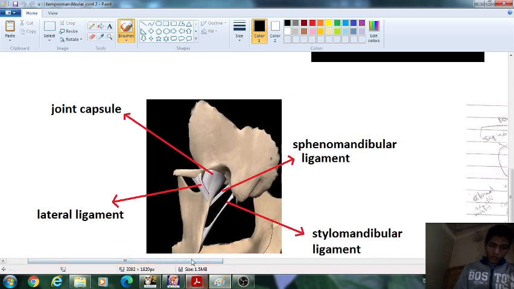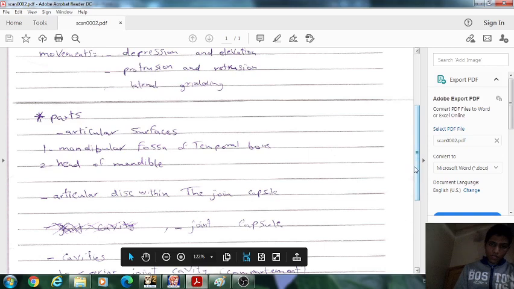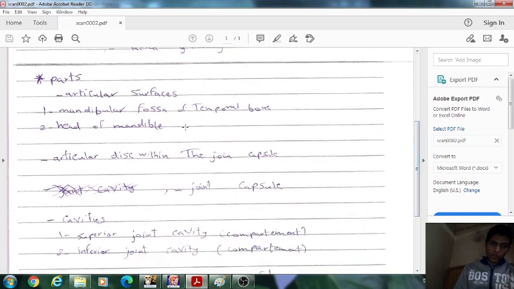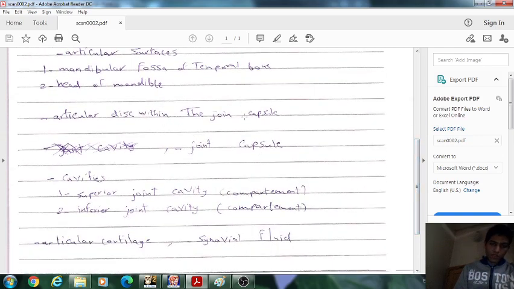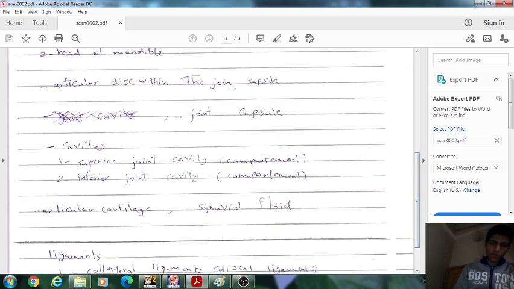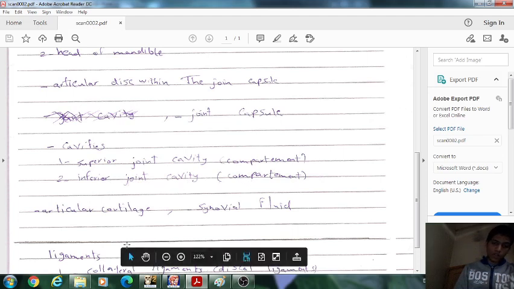And returning to the parts. The articular surfaces: first, the mandibular fossa of the temporal bone, and second, the head of the mandible. These are the articular surfaces. The articular disc within the joint capsule, I think it's also a part of the joint. Then the joint capsule, which is surrounded by a ligament. A ligament forms this joint capsule. Then the cavities. We have the superior joint cavity, or compartment, and the inferior joint cavity, or compartment. Of course, articular cartilage and synovial fluid. Articular cartilage covers both the mandibular fossa and the head of the mandible.